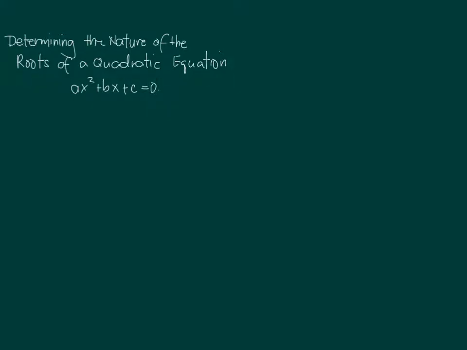Okay, so in this video, I'm going to teach you how to determine the nature of the roots of a quadratic equation ax squared plus bx plus c equal to 0. Okay, so what do we mean by the nature of the roots of a quadratic equation ax squared plus bx plus c equal to 0? Let me just give you a conceptual background of this.